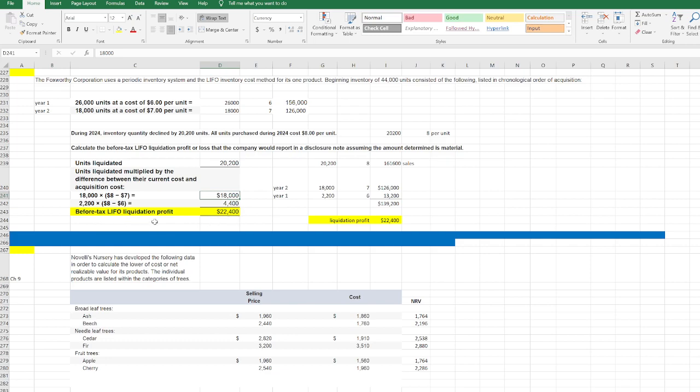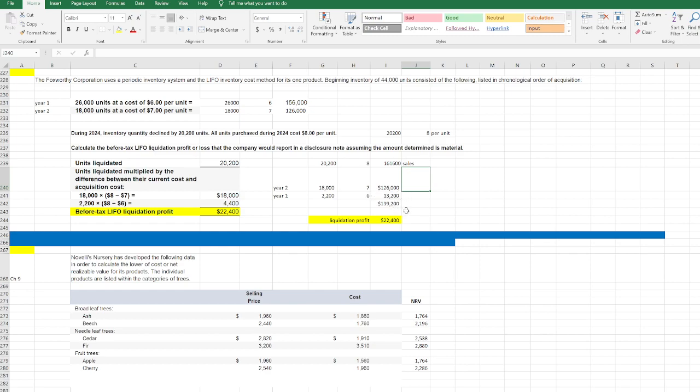Before tax profit is 22,400. If you wanted to do it the long way around, I would take 20,200 times $8 to give me sales of 161,600, and then I would use these 18,000 at $7 is 126,000, and then I would use the 2,200 units that I need remaining to get to the 20,200 at $6, and extend that to 13,600.